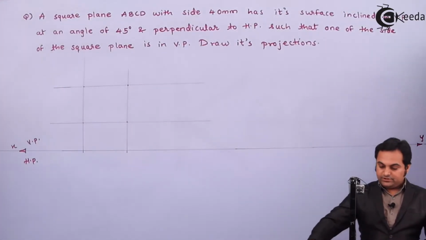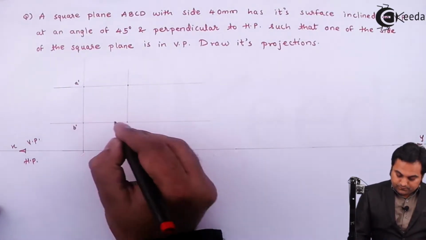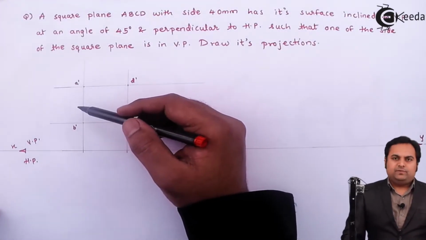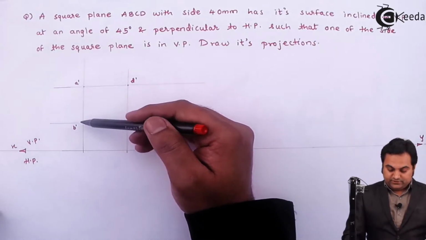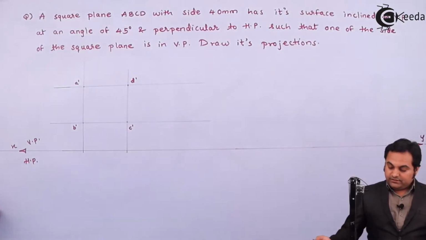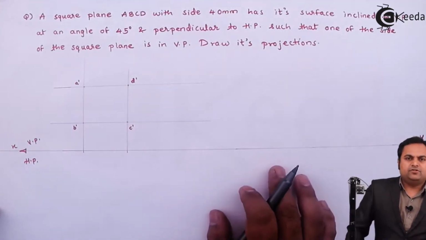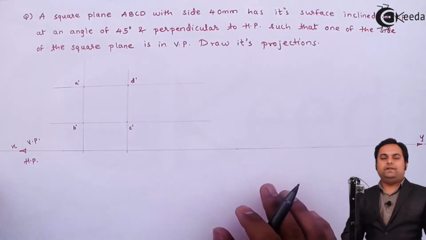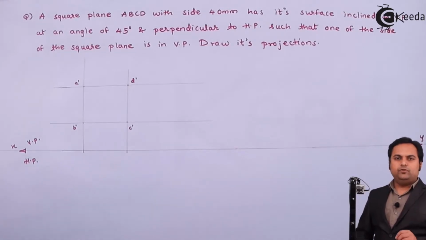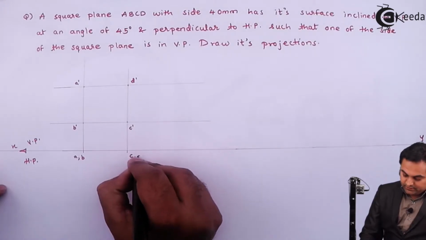I'll just give it the notations. Now as we see here, as in case of planes, we have to take the left side as the reference. So it is resting on A dash B dash in VP as given in the question, that it is resting on one of the side. Now this is the front view of the square plane, and in case of planes, when its shape is a square in the front view, then from the top view it will appear as a line. So that line is having the notation AB and CD.